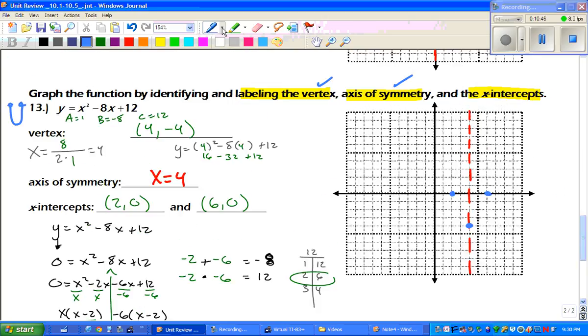Now that we have that, we have all the information we need to draw our graph. Okay, so there's our parabola. See that it's got a nice round bottom to it. Draw your arrows, and you are good. Okay?